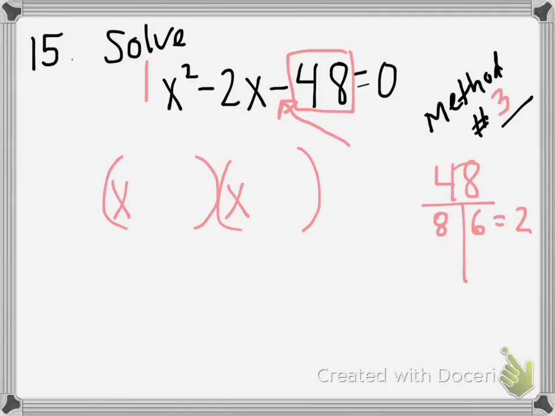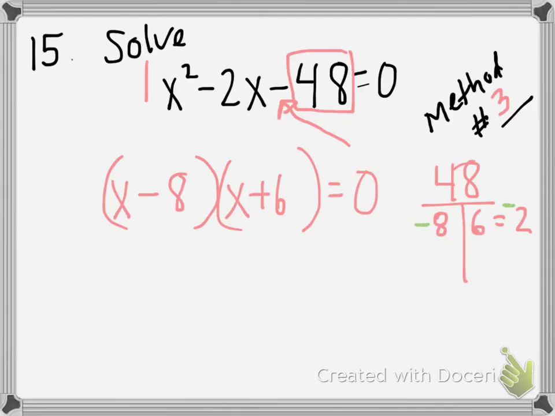And we really need a negative 2. So to modify 8 and 6 in order to get 2 negatives, we would have to have a negative on the 8. So my 2 factors are x minus 8 and x plus 6. So that's equal to 0.